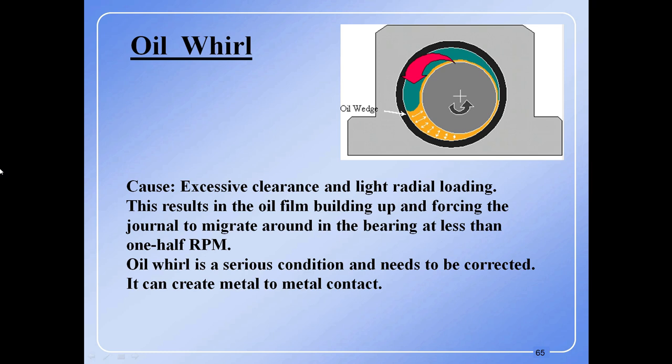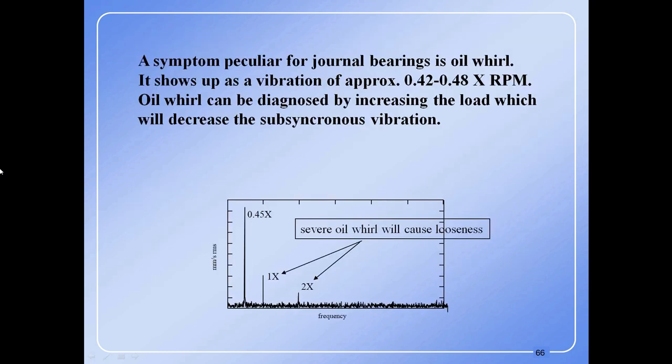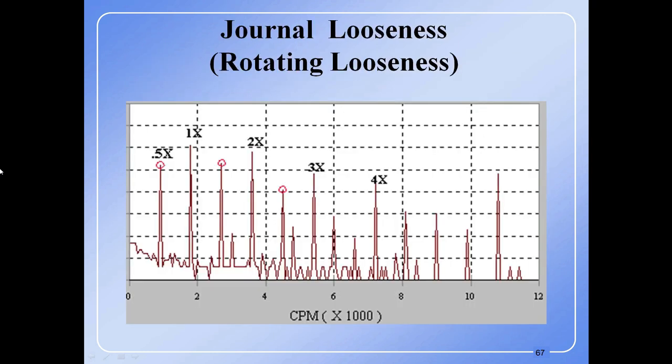A symptom peculiar to journal bearings is oil whirl. It shows up as a vibration of approximately 0.4 to 0.48x RPM. Oil whirl can be diagnosed by increasing the load, which will decrease the subsynchronous vibration. Severe oil whirl will cause looseness at 1x or 2x. Journal looseness, rotating looseness.